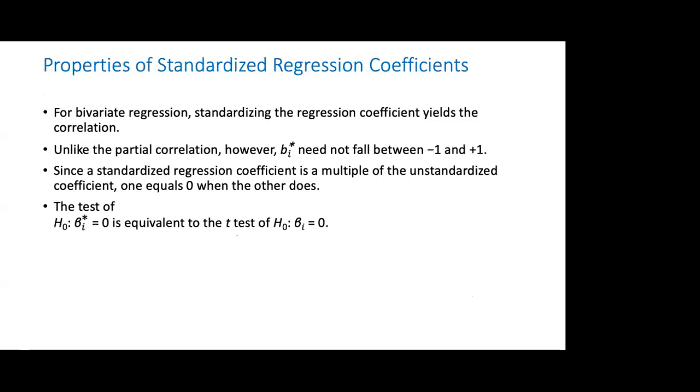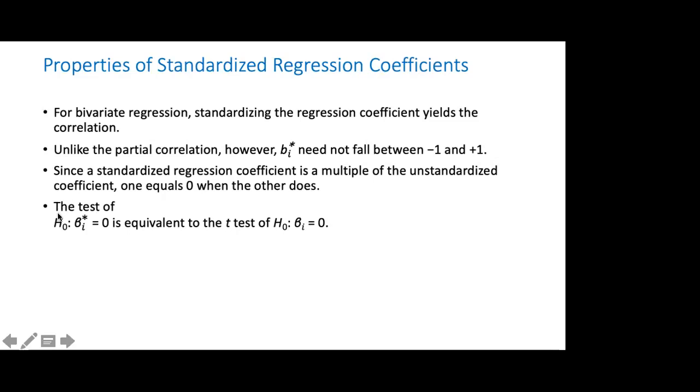All right, if we have a simple linear regression model, then standardizing our regression coefficient obviously yields the correlation. In this case, our standardized regression coefficient would just be the correlation between our predictor and our outcome variable. However, for multiple regression, our standardized regression coefficients do not fall within the limits of -1 and +1. That means they can be larger or smaller than -1 and +1.